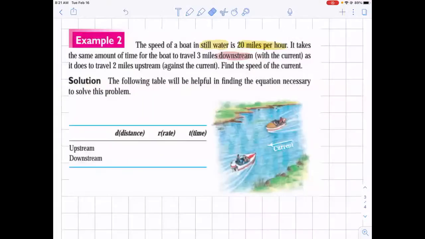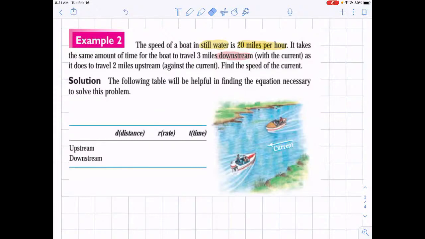As it does to travel 2 miles upstream. So you'll notice that traveling against the current, you move less of a distance, which makes sense. We walk against wind and with the wind. If the wind is blowing against you, you have to fight or struggle to walk, and you will travel less of a distance.